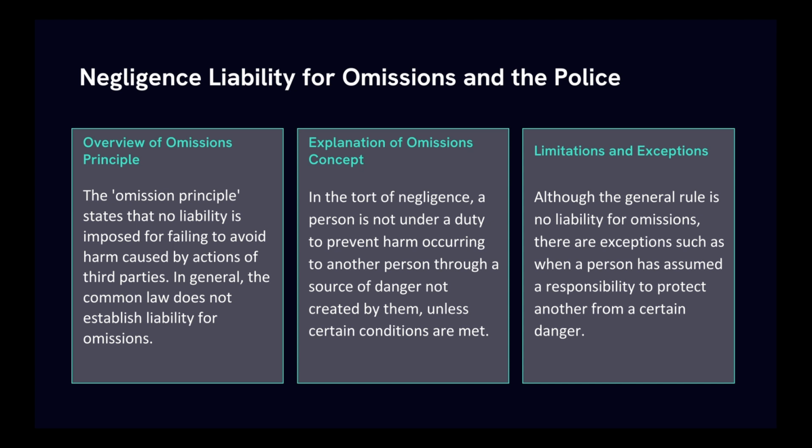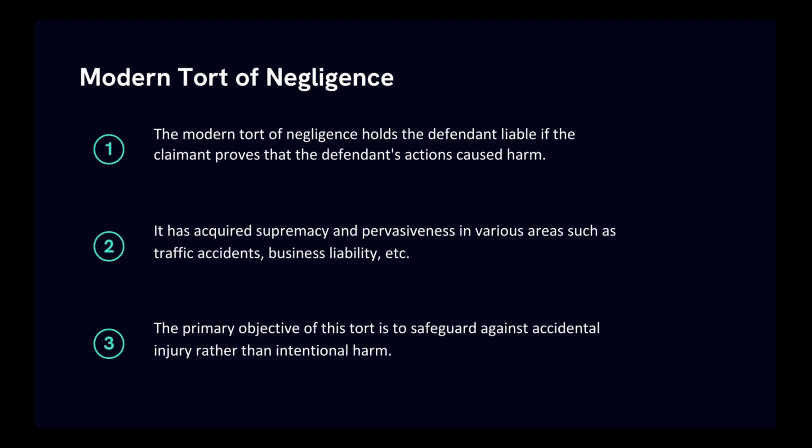Modern tort of negligence. The modern tort of negligence holds the defendant liable if the claimant proves that the defendant's actions caused harm. It has acquired supremacy and pervasiveness in various areas such as traffic accidents, business liability, etc. The primary objective of this tort is to safeguard against accidental injury rather than intentional harm.